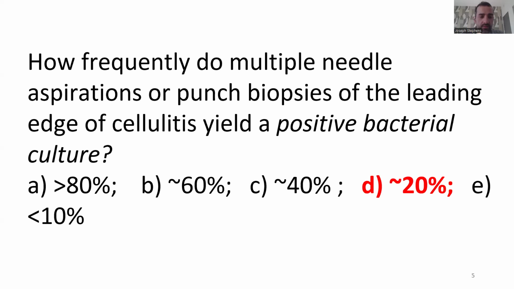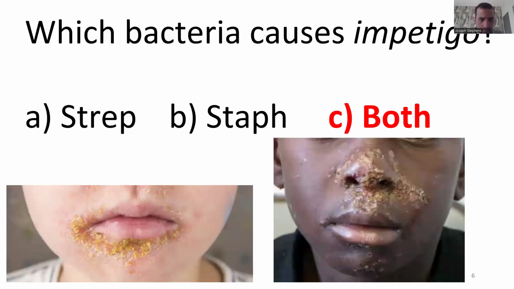How frequently do multiple needle aspirations or punch biopsies of the leading edge of cellulitis yield a positive bacterial culture? The answer is about 20% of the time. The reason for this is because a very low bacterial load can lead to cellulitis. Which bacteria causes impetigo, strep, staph, or both? The answer is both.